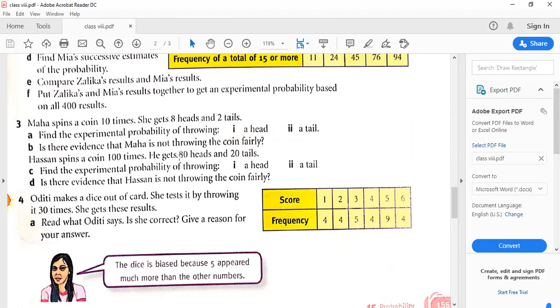Okay, now, is there evidence that Maha is not throwing the coin fairly?